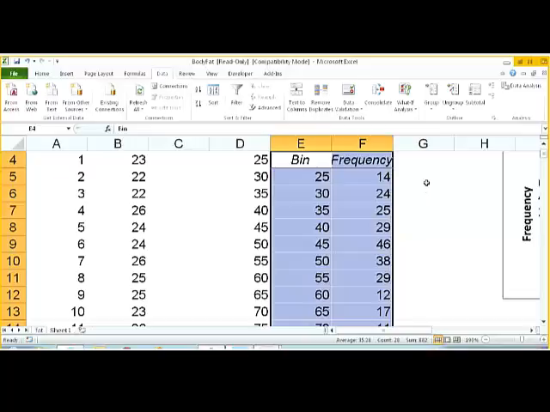It actually didn't quite align, but it does have the heading. So what this is saying is that there are 14 people that are 25 or less. There are 24 people that are between 26 and 30. There are 25 people that are between 31 and 35, and so forth. So it does that all automatically for you.